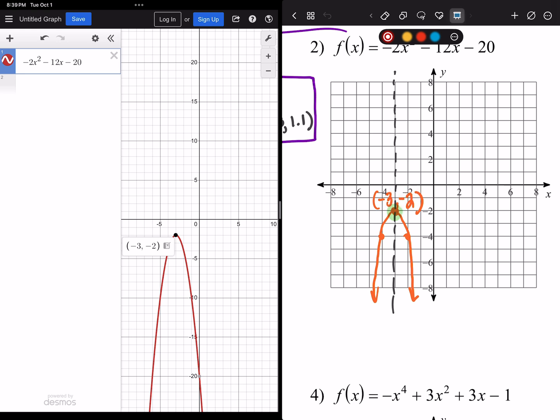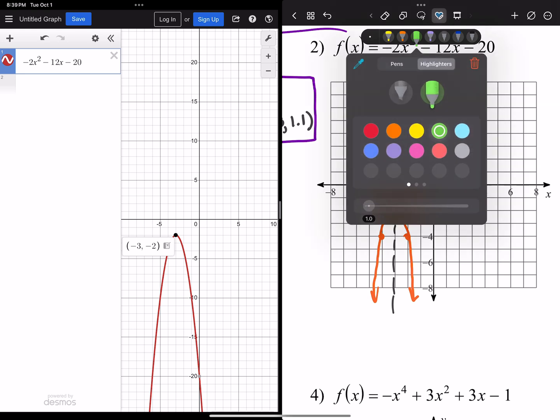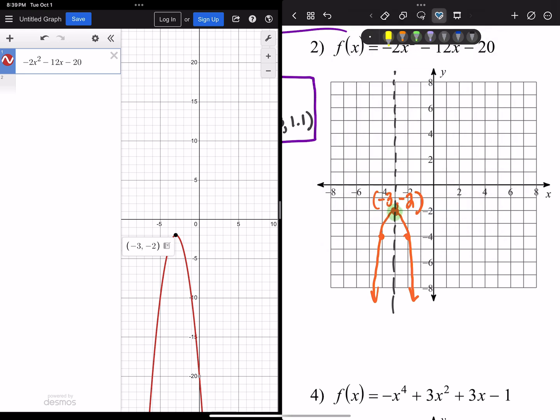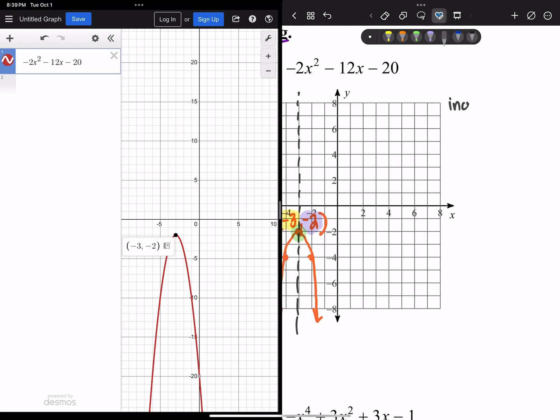This turning point is very important. There are 2 parts to this turning point. One part is the x value, and the y value is the second part. Now the x value helps you determine your increasing and decreasing intervals. So maybe make yourself a note: increasing and decreasing intervals involve the x values of the turning points.